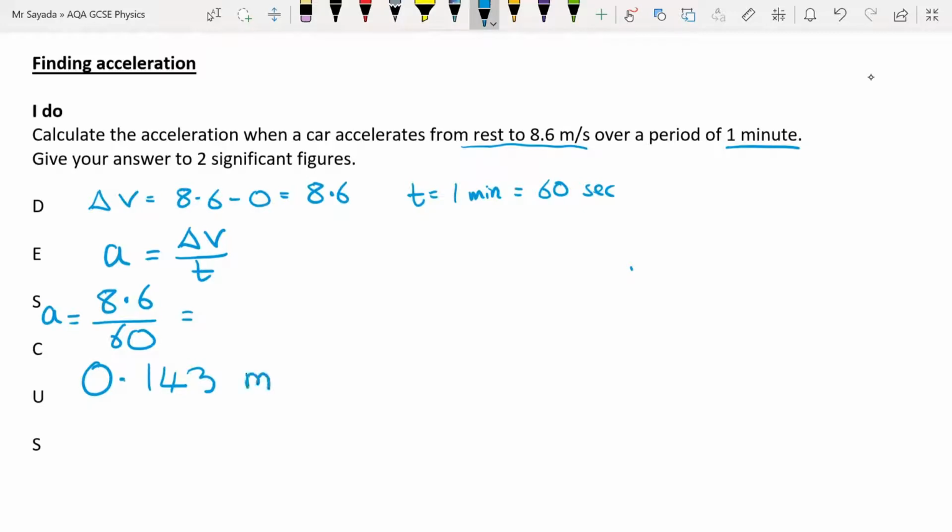Hopefully you remember it's meters per second squared. Finally, S stands for significant figures. So in the question, I've been asked to write my answer to 2 significant figures. At the moment, I've written my answer to 3 significant figures, so I need to round it to 2 significant figures. So my final answer is 0.14 meters per second squared.